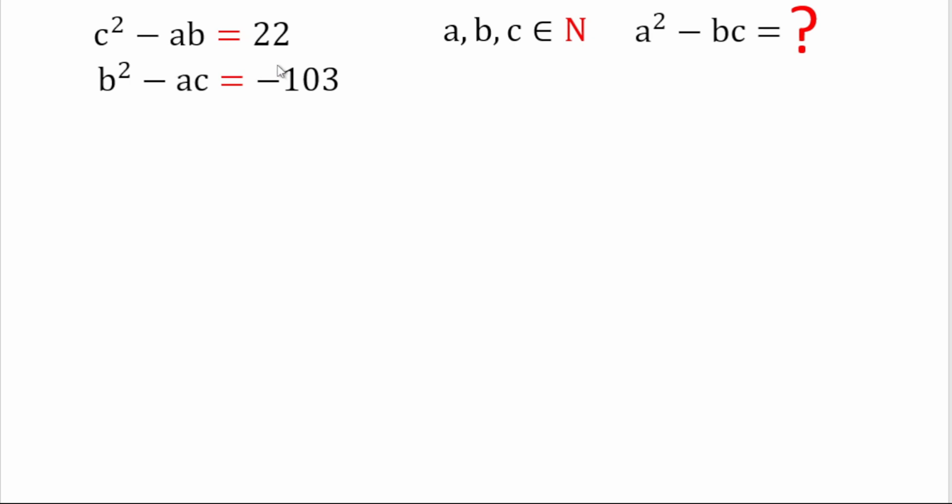Today in this video we are going to solve this algebraic expression, and the given problem here is c square minus ab that is equal to 22 and b square minus ac that is equal to negative 103, where a, b, c are natural numbers, then we'll have to find the value of a square minus bc.